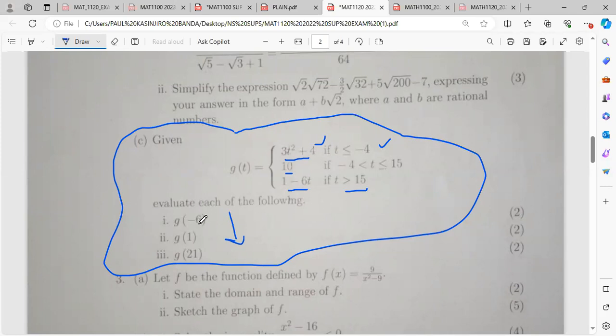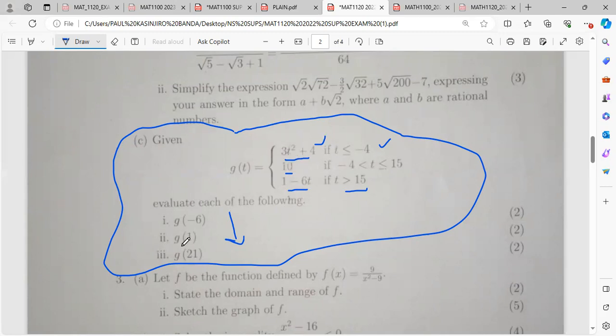Okay, yeah, so that is true. Why? Because the t there is minus 6, and we can see that this minus 6 is less than what? Minus 4. Minus 6 is less than minus 4. So for this one here, the equation that we're going to use is this one on top.